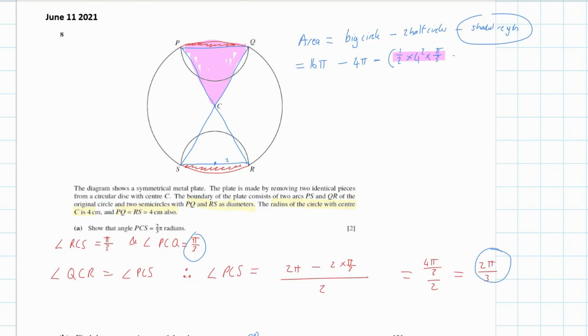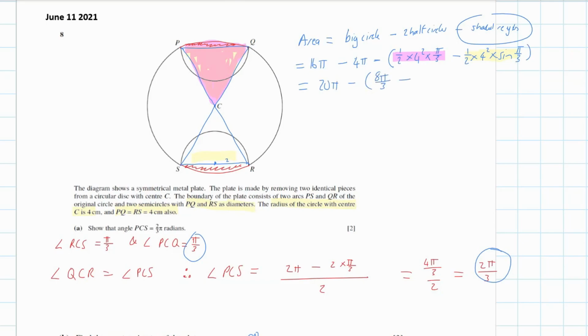Then what we're going to do is take away the triangle, which would be in here, this bit here. The triangle is half times AB, which is, they're both 4, and then times sine the angle. Now, when we chuck this together, we get 20 pi minus, in here we'll get 8 pi over 3.